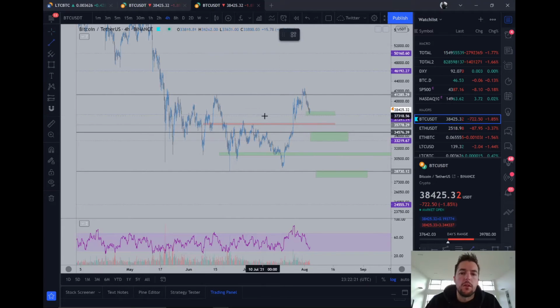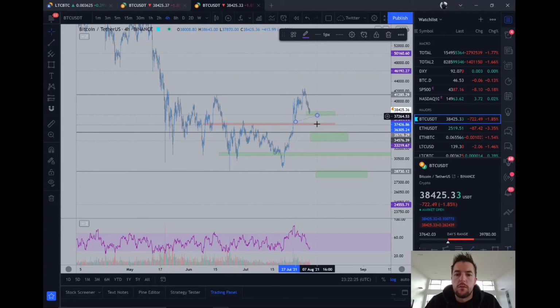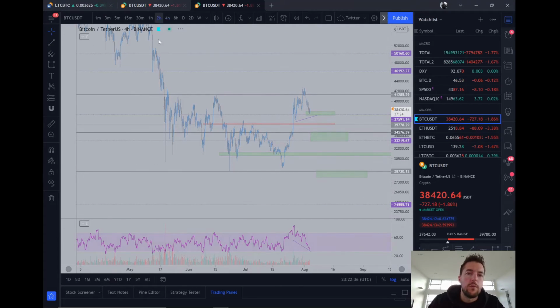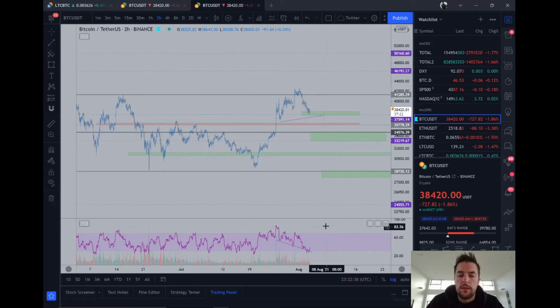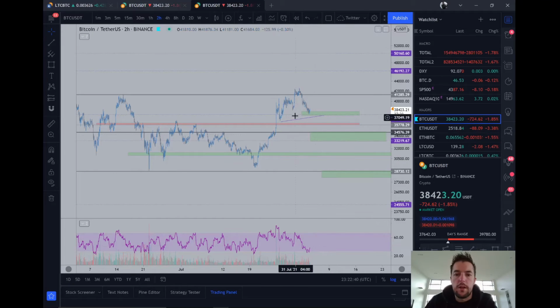Sorry, let me get this right. This is what I was looking for. So arguably we've got some hidden divergence happening here already, which we need to keep in mind. And if we break down, we can see that also on the 2 hour, we now have a bullish divergence forming.